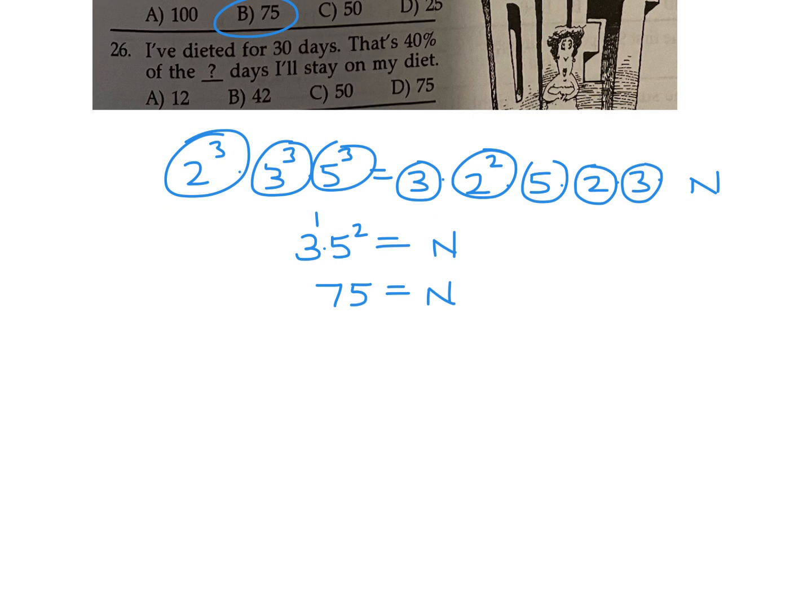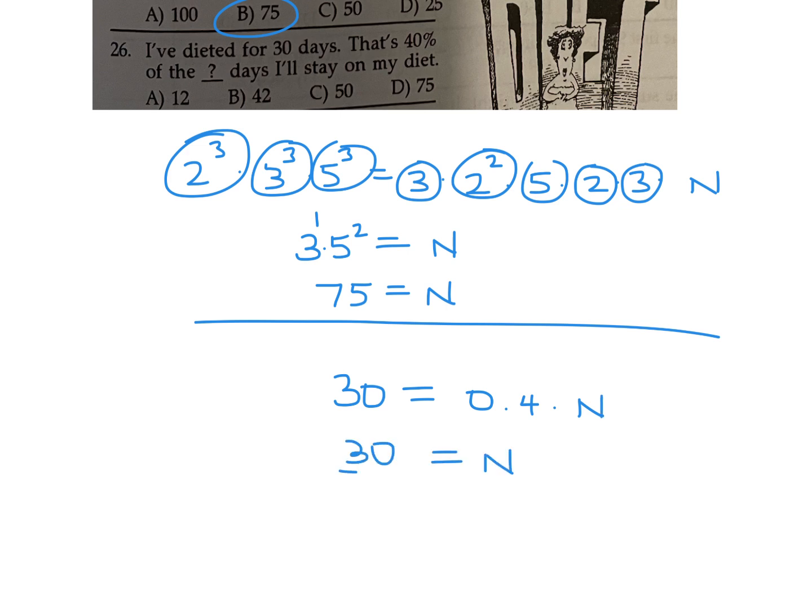I dieted for 30 days. That's 40% of how many days I'll stay on my diet. So I think the interpretation of this question in terms of a math formula would be 30 is equal to 40%, which is 0.4, times n. So therefore n is equal to 30 divided by 0.4, and therefore n is equal to 75, which would be choice D.